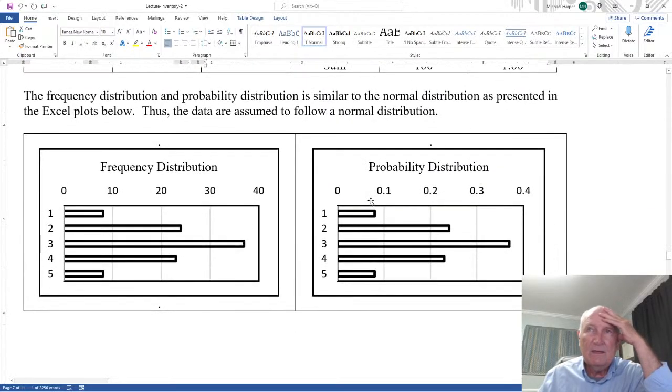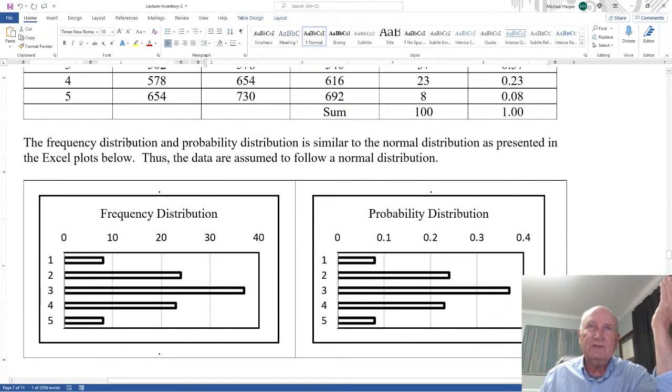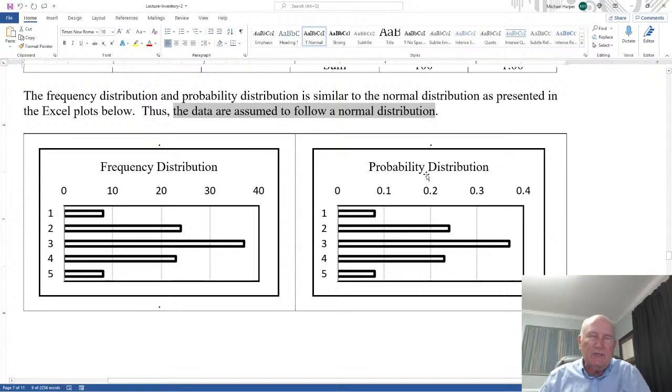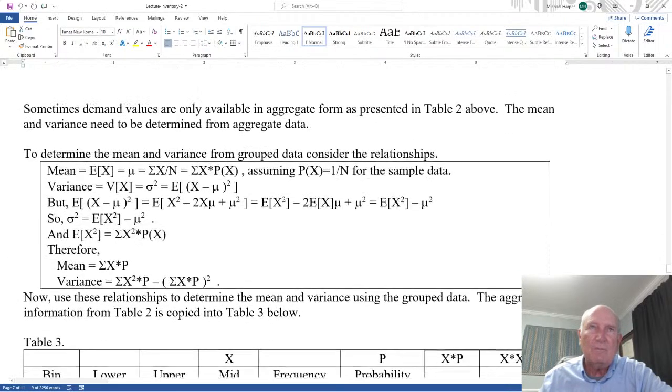All I'm showing you here is the frequency distribution and probability distribution is similar to the normal distribution as presented in the Excel plots below. Thus, the data are assumed to follow a normal. In practice, that's really all you need. You don't need statistical tests in practice. As long as it's relatively normal, not too skinny, not too fat, you're fine. Okay, so then we go on.